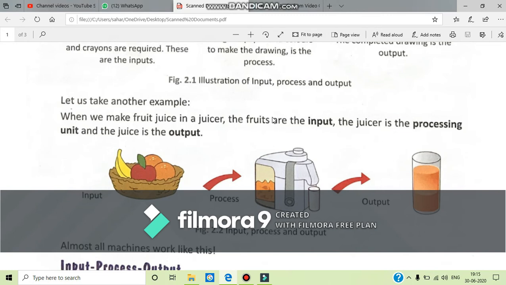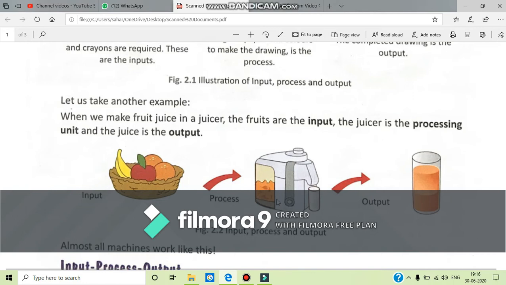Let's take another example of input, process and output. Suppose you want to drink some fruit juice. So you ask your mother to give you some fruit juice. Now what will your mother do? She will cut some mango cubes and put them in the juicer, right? Now here the mango cubes are input. That means the fruits are the inputs here.